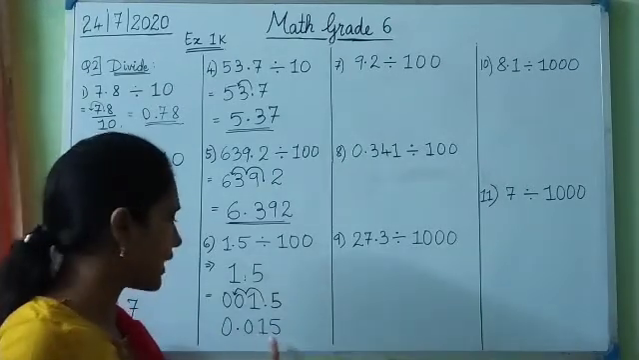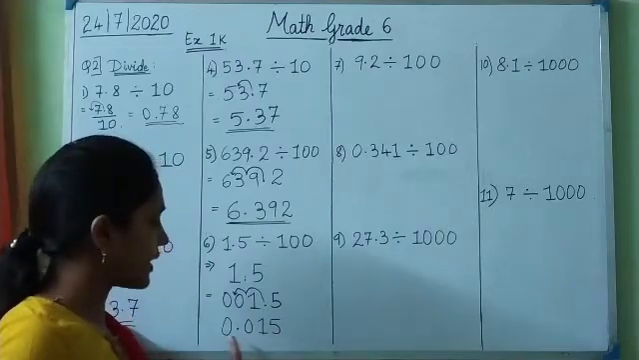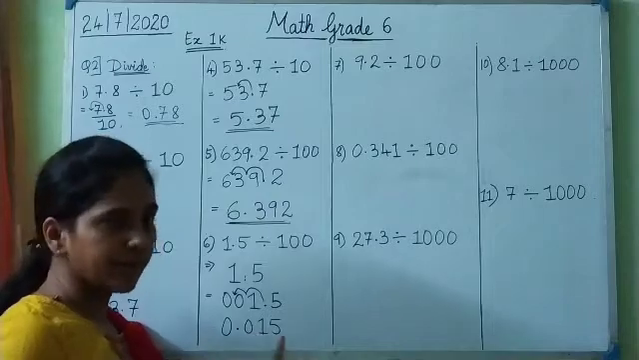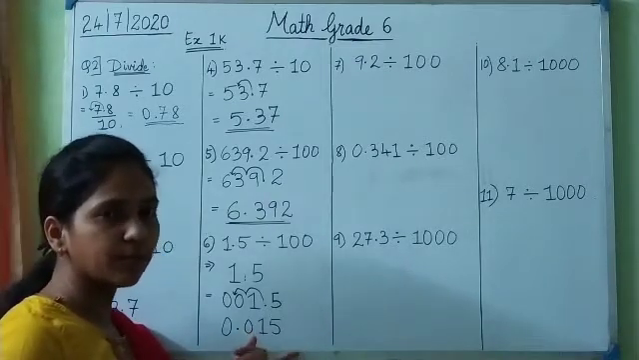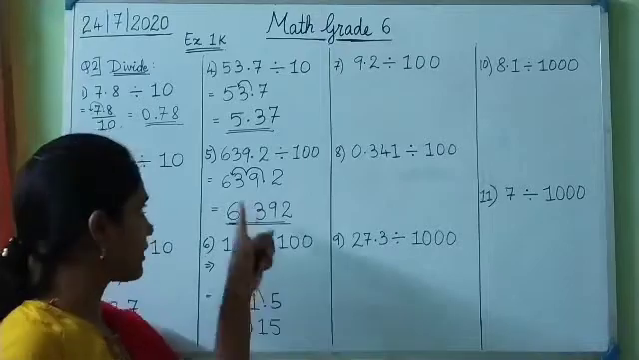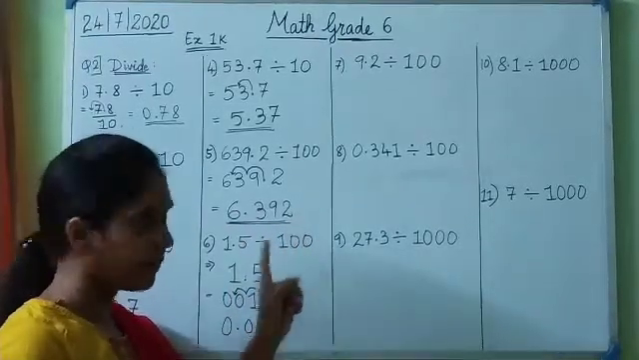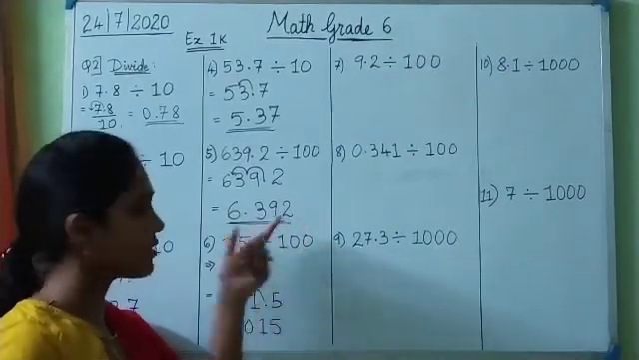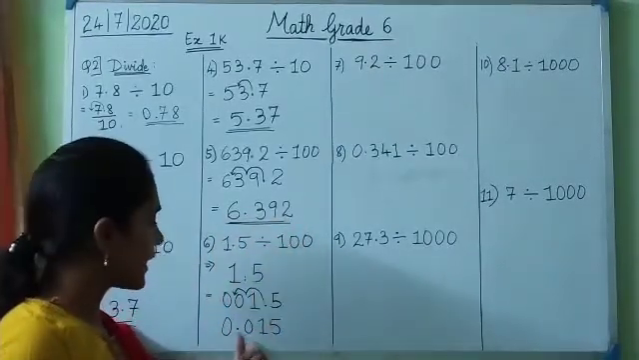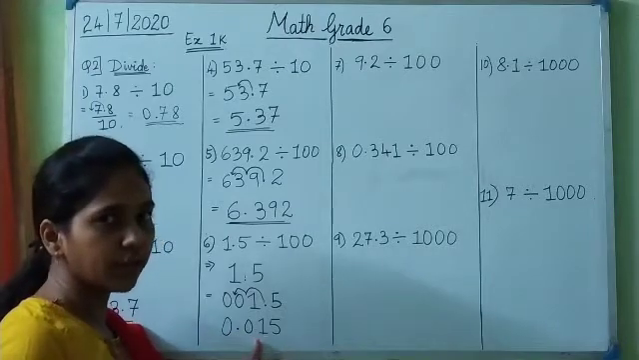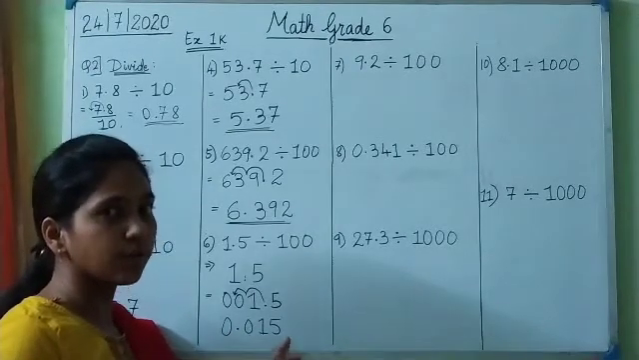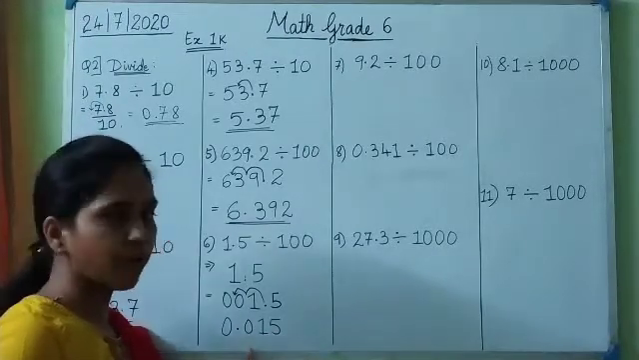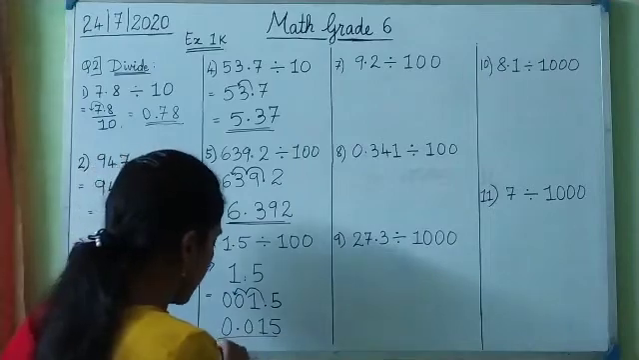Whenever there are numbers after the decimal point, we don't read this as 0.15. We read it as 0.015. All the numbers after the decimal point, we read them as single digits. This is 392, not three hundred ninety-two. So this is read as 6.392, and this is read as 0.015, not as 0.15. 0.15 is different. So this is the final answer.